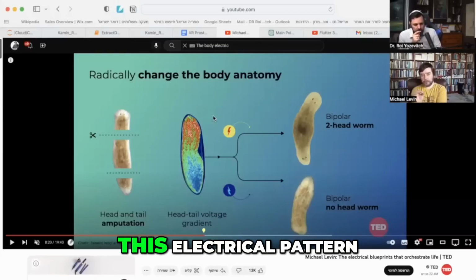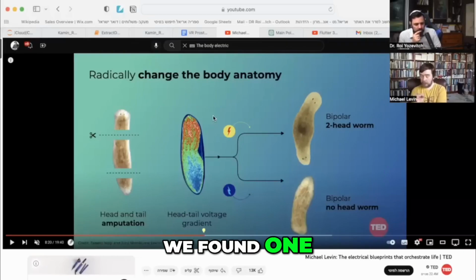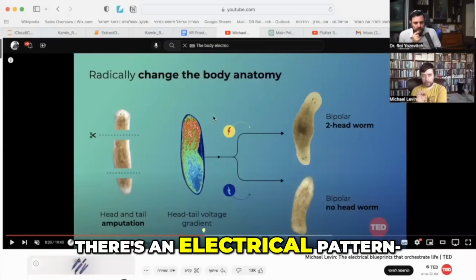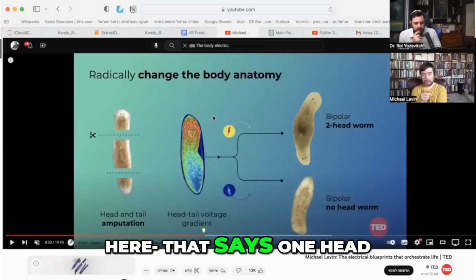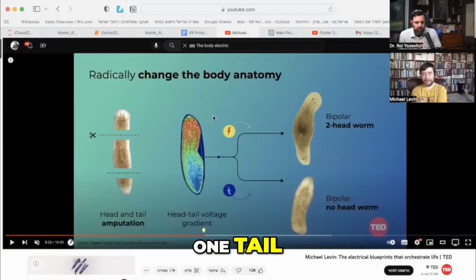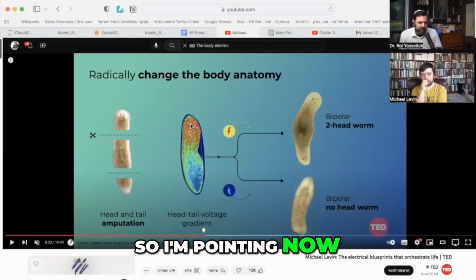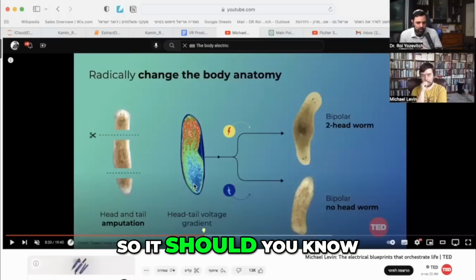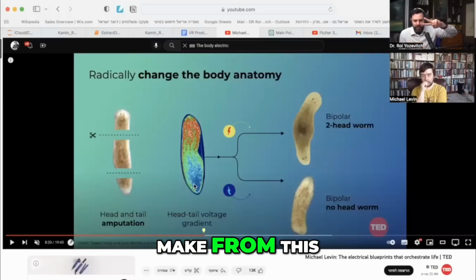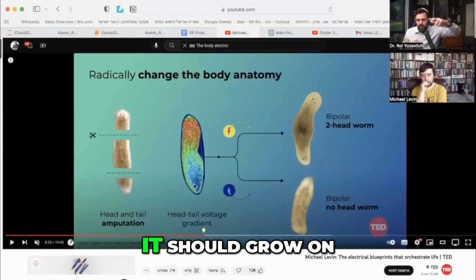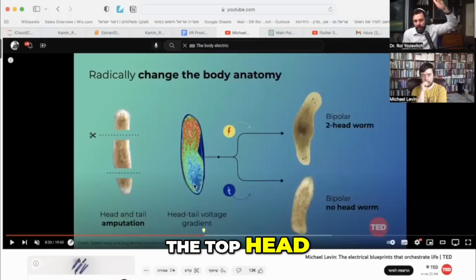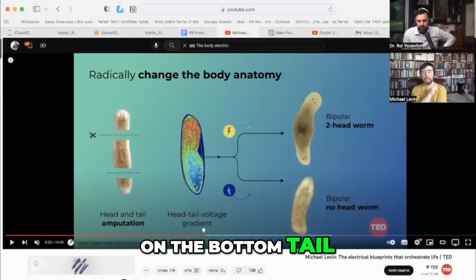So we looked for this electrical pattern. Sure enough, we found one. There's an electrical pattern, and you're seeing it here, that says one head, one tail. The red portion tells you one head, and the blue portion tells you one tail. So I'm pointing now, this is one head and this is one tail. So from this middle planaria, it should grow a head on the top and a tail on the bottom. Exactly.